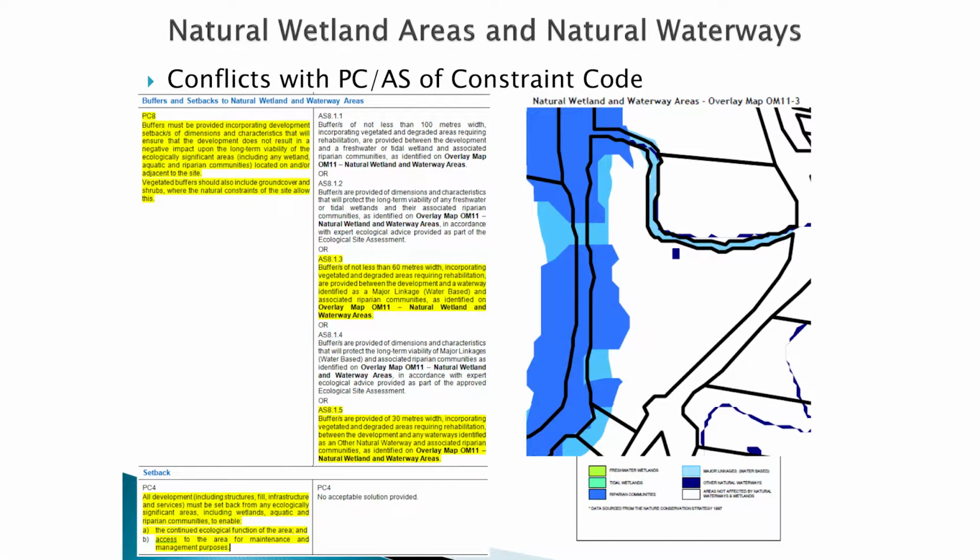Now we're to the natural wetland areas and natural waterways, conflicts with the PCs and that constraint code. Buffers must be provided incorporating development setbacks of dimensions and character that will ensure the development does not result in a negative impact upon the long-term viability of ecologically significant areas. PC4: all development including structures, fill, infrastructure and services must be set back from ecologically significant areas. We've got Bridge Creek, we've got Nerang River.